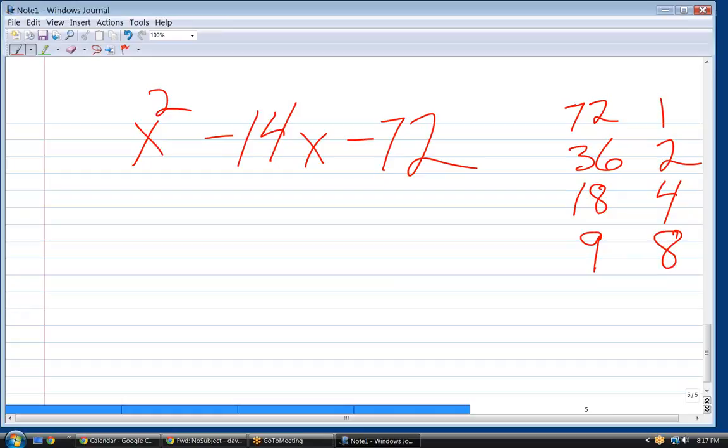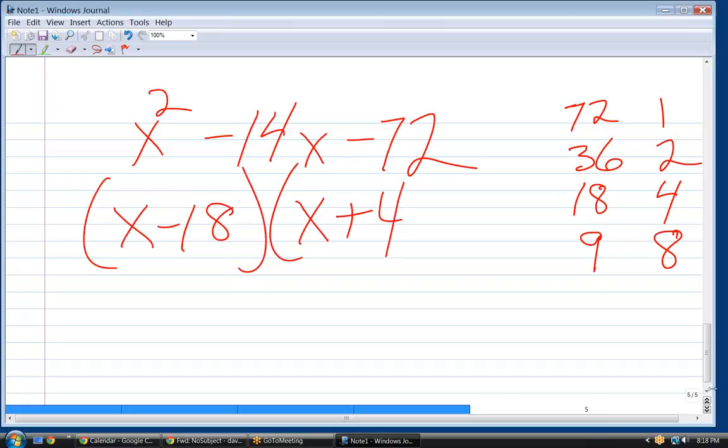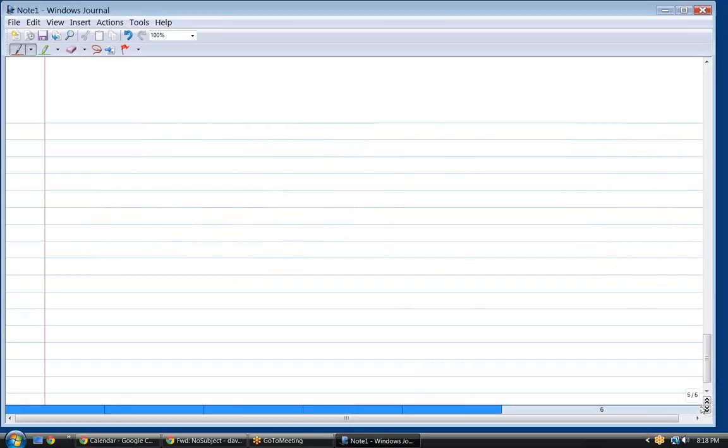But in this case, now that I have all these factors listed, which two do I want? 18 and 4. Yeah, you want the ones that subtract to the number. So I got x minus 18 and then x plus 4. Right. Cool. Yeah, you do seem to have that mastered.